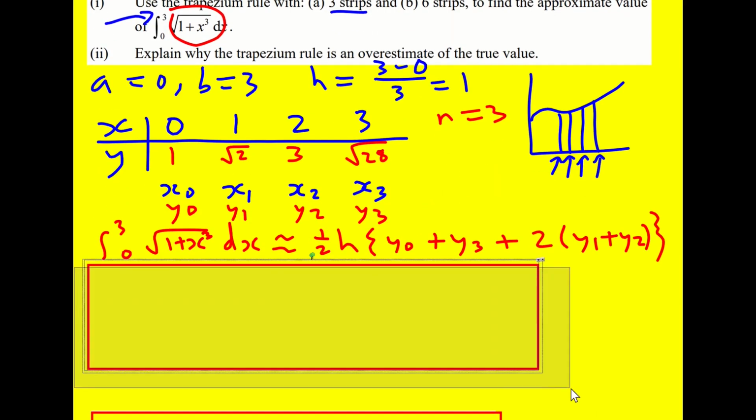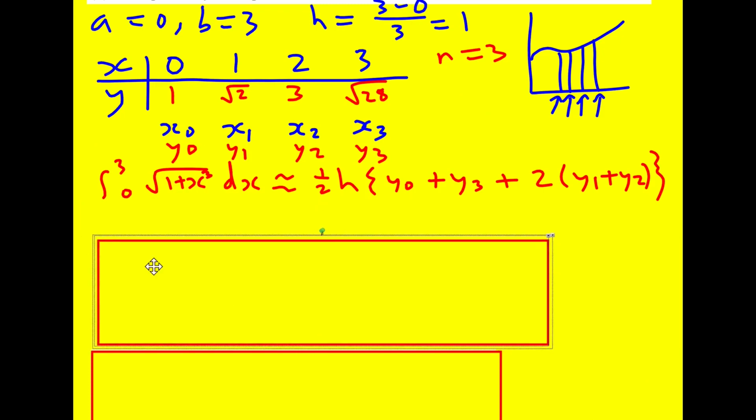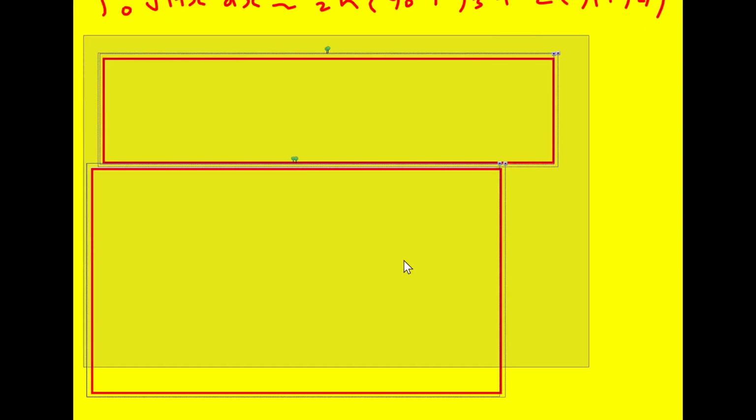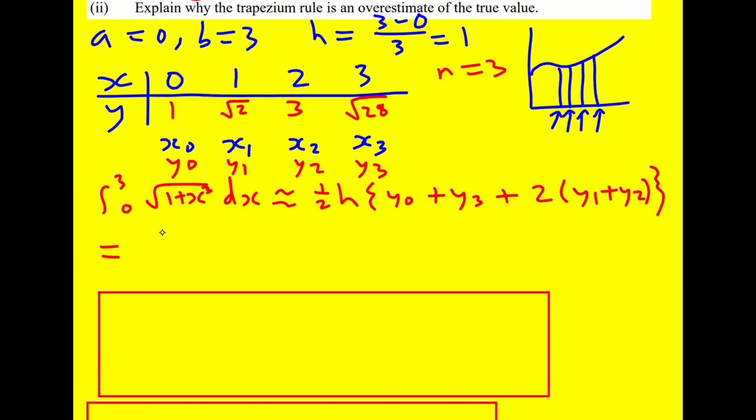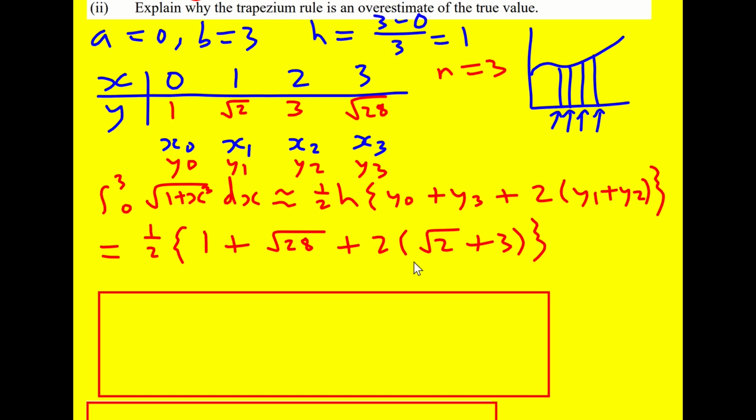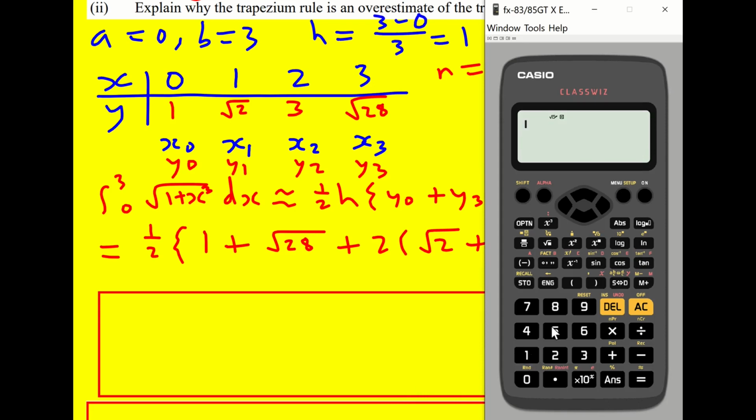Okay, I'm just going to move this down, bear with me. Didn't leave enough space, right. And then it's just a case of substituting in. A half times 1, so I can just ignore that actually. And then I've got y0 plus y3 plus 2 lots of this. Okay, and that is our area, but we're being asked to find it numerically, so I just need to substitute in.